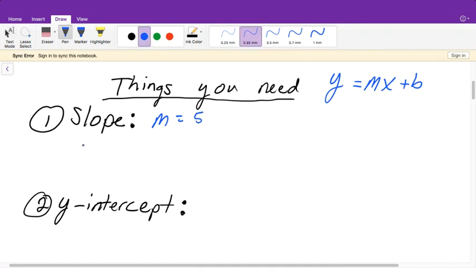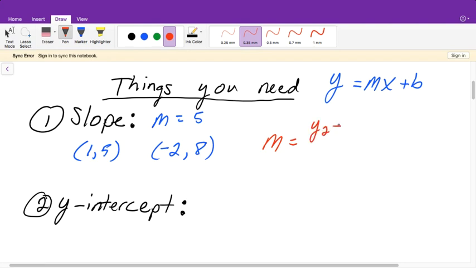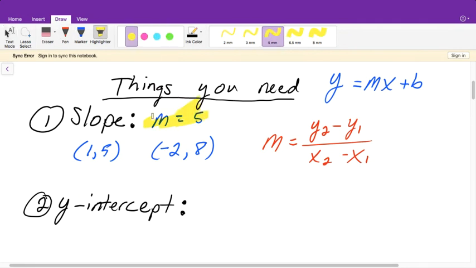But then there will also be times where it says, find the equation of a line that passes through the points (1, 5) and (-2, 8). Although it's not flat out given to us, we know that we can solve for our slope because it's equal to y2 minus y1 over x2 minus x1, something we just did in sections C and D. So sometimes it'll be flat out given to us, and sometimes we'll be given 2 points, and we'll have to use our slope formula to determine that slope.